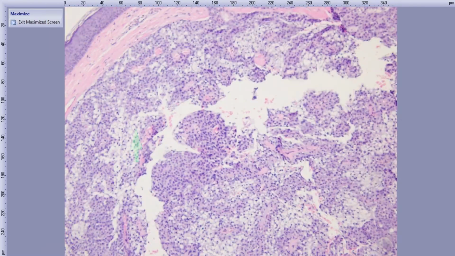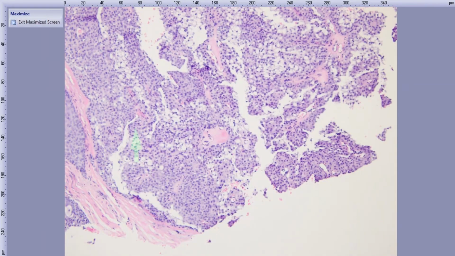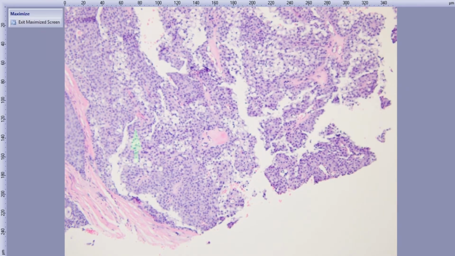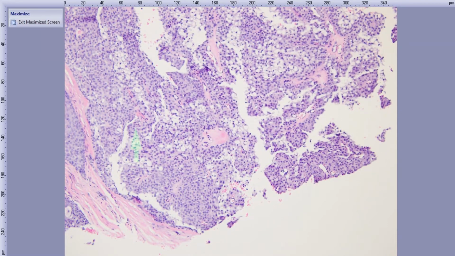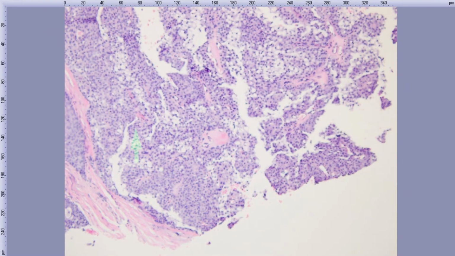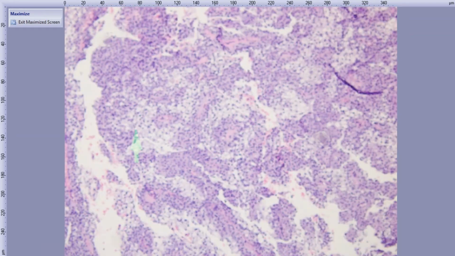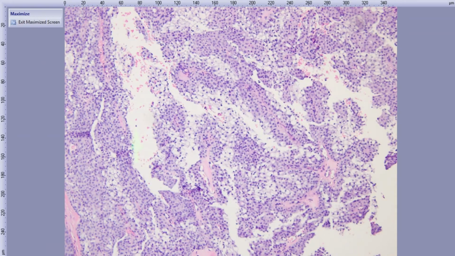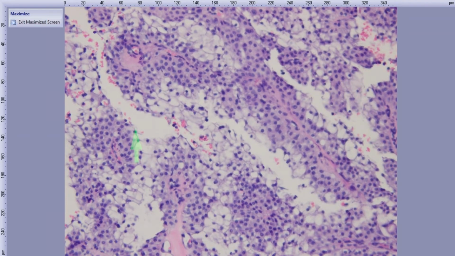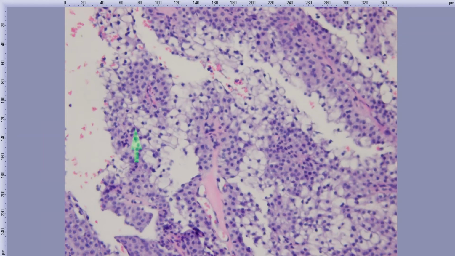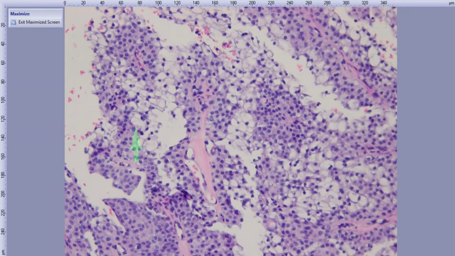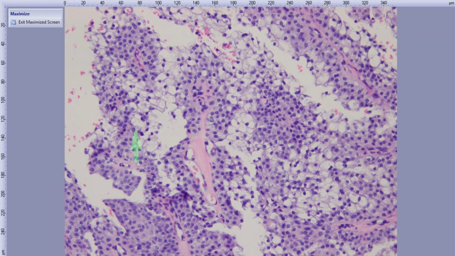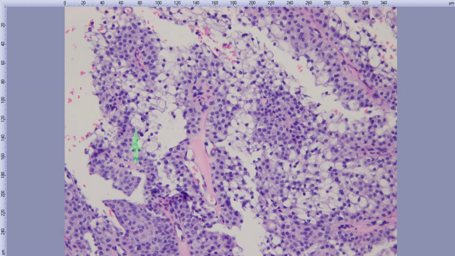Anybody have any ideas on this one? We were trying to decide if this was sebaceous. We couldn't quite tell. So the cells are clear, right? But they don't have that same vacuolization or foaminess that sebaceous cells have. So the cytoplasm is actually pretty clear and pretty open.